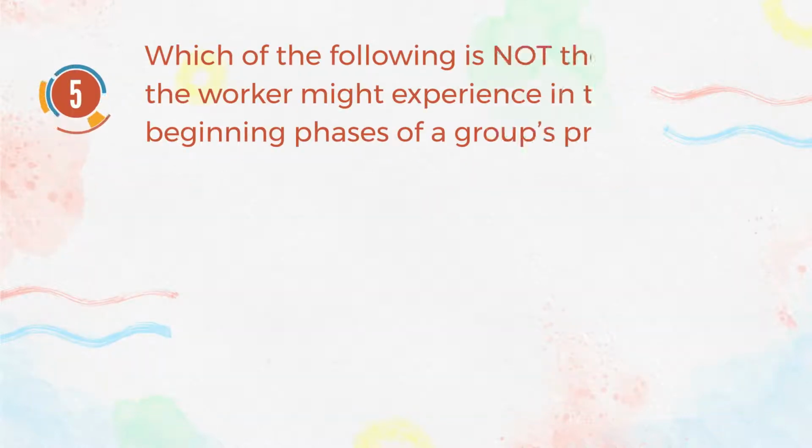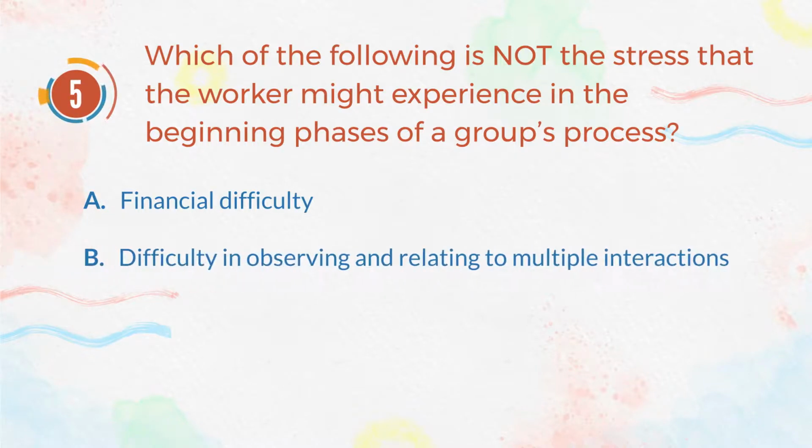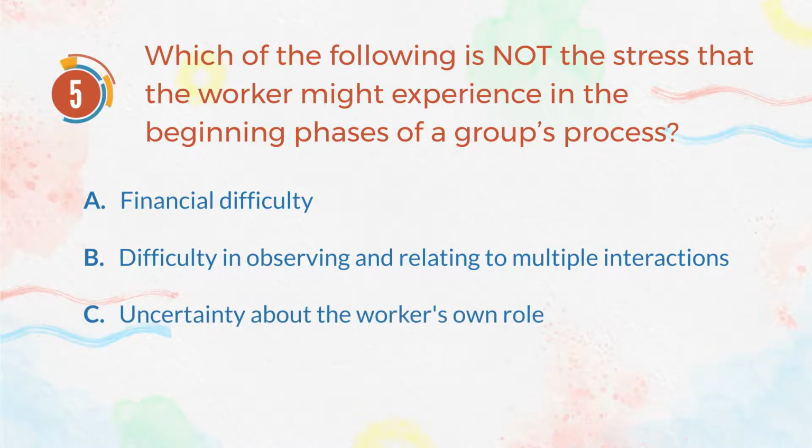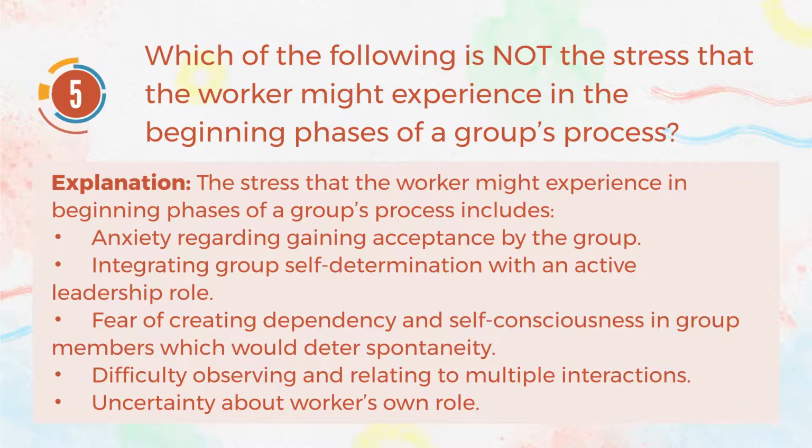Number 5. Which of the following is not the stress that a worker might experience in the beginning phases of a group's process? A. Financial difficulty. B. Difficulty in observing and relating to multiple interactions. C. Uncertainty about the worker's own role. D. Anxiety regarding gaining acceptance by the group. The correct answer is A. Financial difficulty. Explanation.